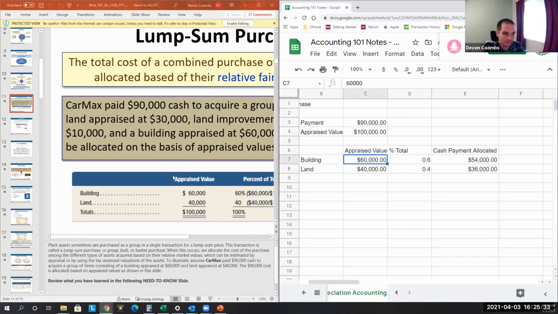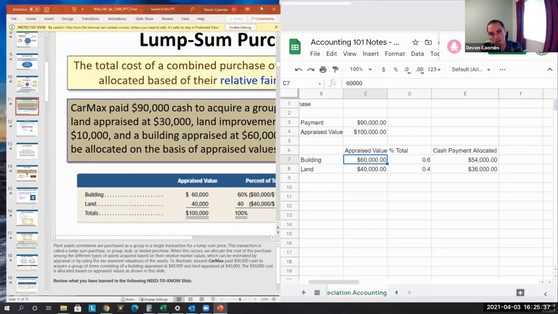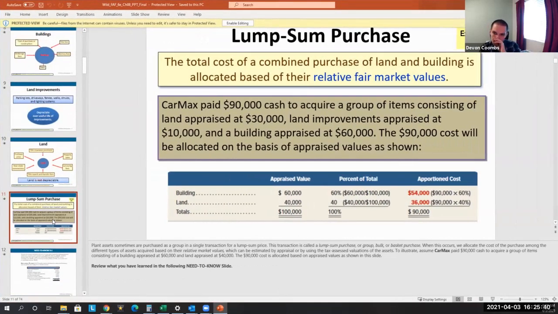Cool. And you can use this sheet for the calculation. Cool. And then from that, the building would then be depreciable, the land wouldn't be.